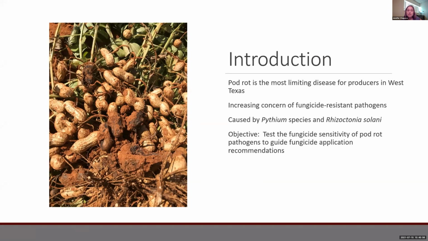Pod rot is a disease complex caused by various pathogens, including the oomycete Pythium species and the fungus Rhizoctonia solani, as well as sometimes Fusarium species. The objective of this study was to test in vitro fungicide sensitivity of Pythium and Rhizoctonia isolates from pod rot samples and use this information to help develop future fungicide application recommendations.